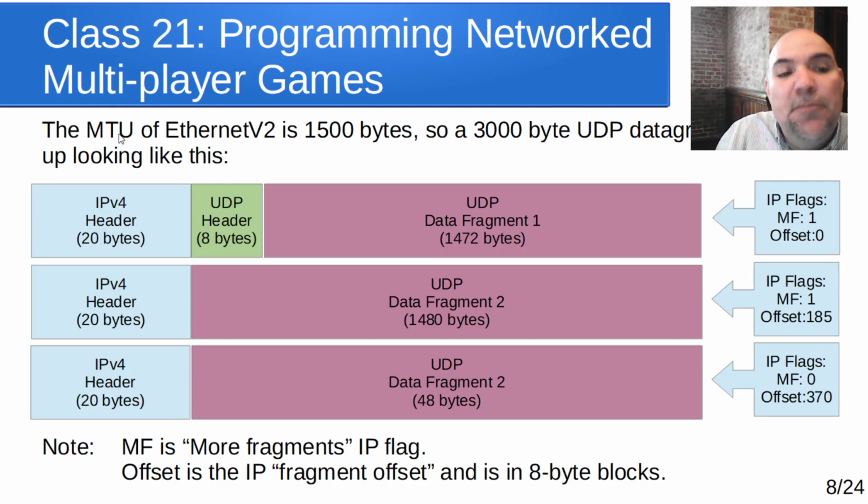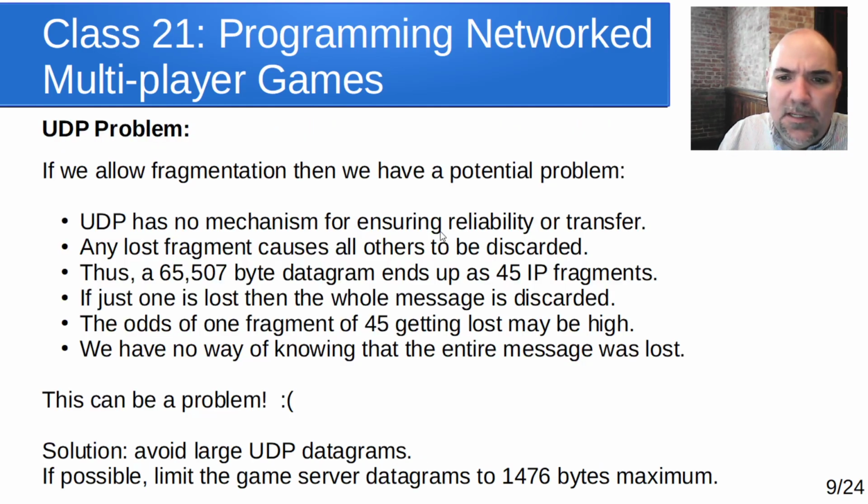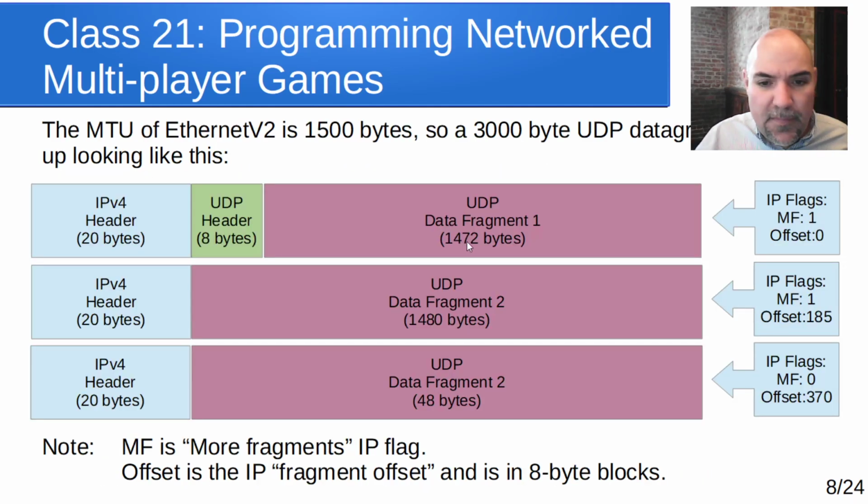So the MTU, or maximum transmission unit, that's the maximum size you can have, is right around 1,500 bytes. So if we have a 3000 byte UDP datagram that we want to send, it's going to end up looking like this. Here's the UDP header, and then here's the IP header, which is 20 bytes, so it's 28, and that leaves 1472 bytes left over. And actually, I think it's supposed to be 1476 there. Let me fix that real quick. Well, we'll leave it like this for now, but just know I think 1476 is how big that's supposed to be.